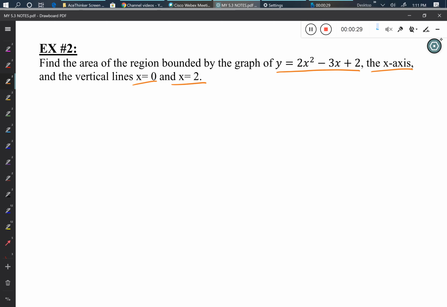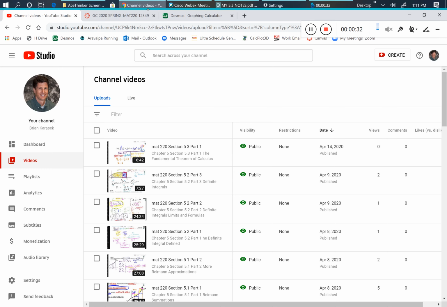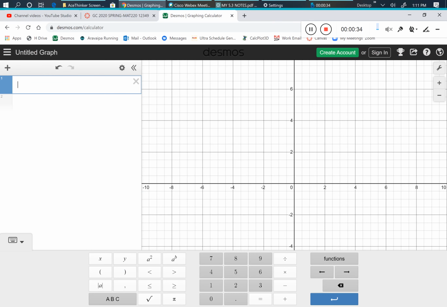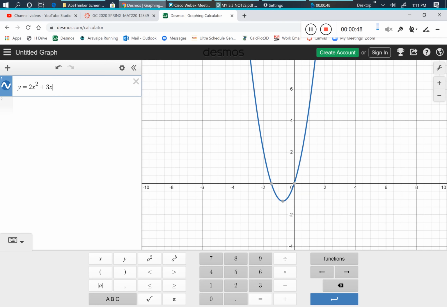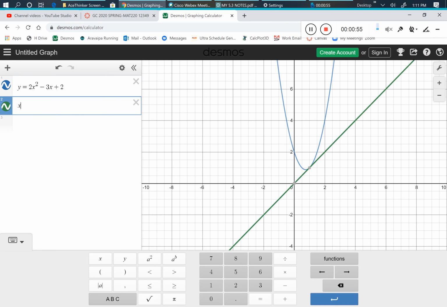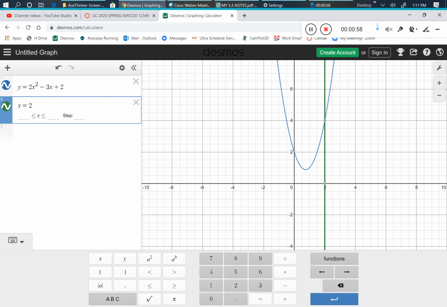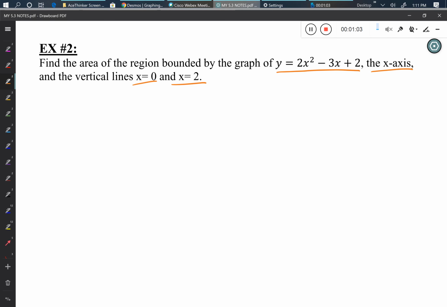Okay, I need to know what this looks like, so I'm going to come over here to my graphing calculator and graph this. So y equals 2x squared minus 3x plus 2. I'm going to graph the vertical lines x equals 2, and the other vertical line, x equals 0.